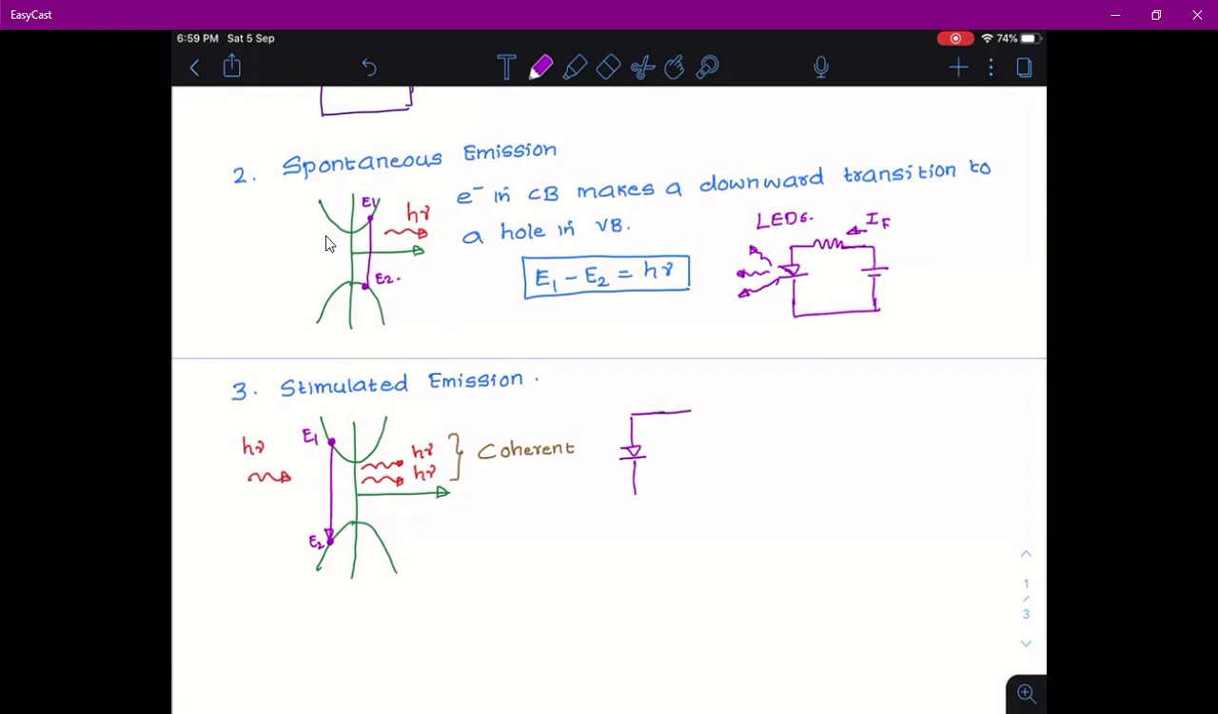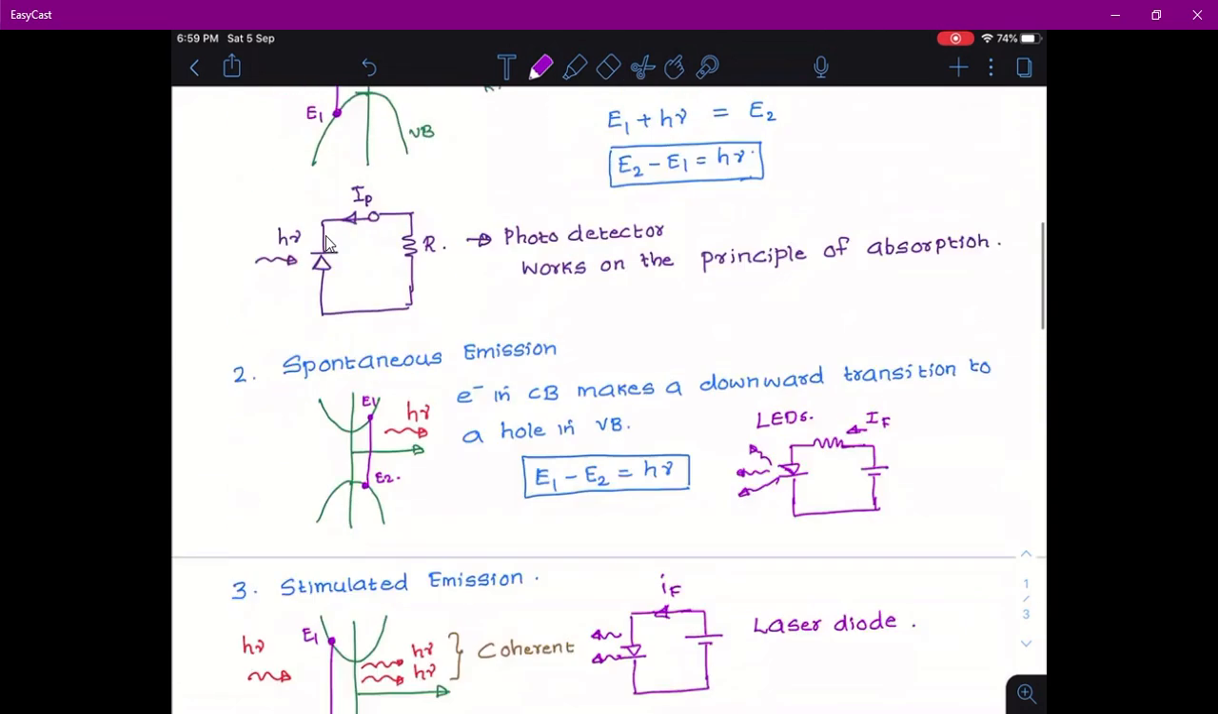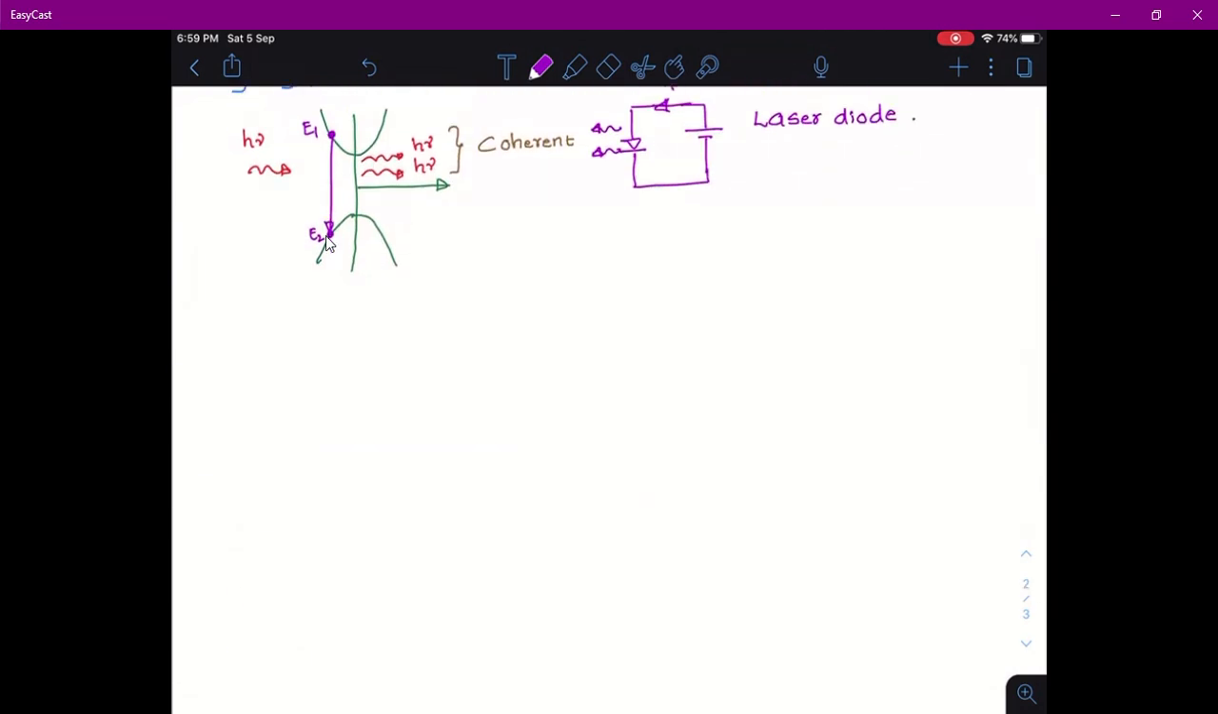So you have a laser diode to which you will supply some forward current, and this will produce coherent photons. So a laser diode is an optoelectronic device which works on stimulated emission. So these are different types of optical processes of absorption and emission. In emission you have stimulated emission and spontaneous emission.